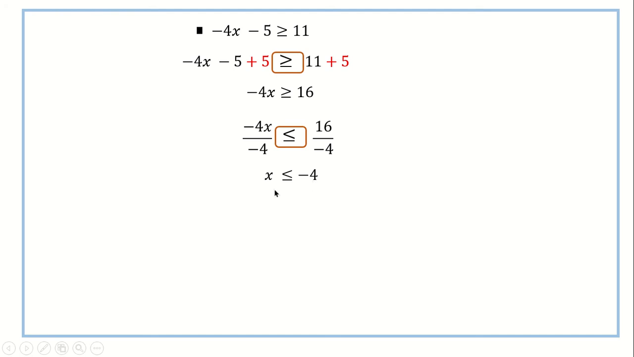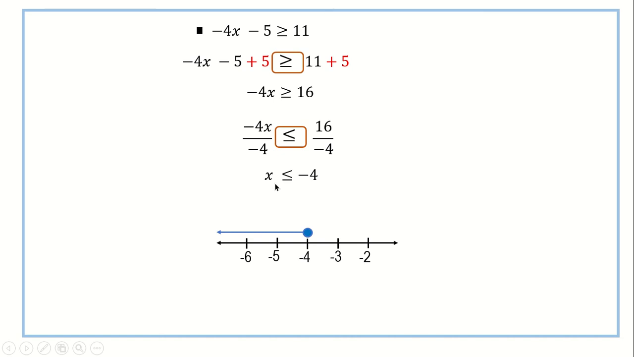Okay, it implies that the solutions to this inequality are all real numbers that are less than or equal to negative 4. We can show this on the number line. Okay, so because we are having less than or equal to, we will be using a closed circle, and then we move to the left.